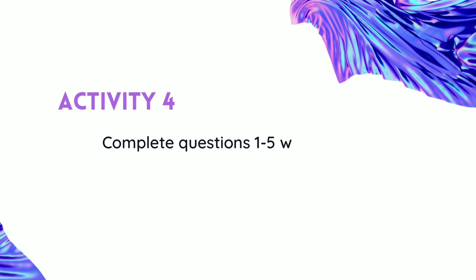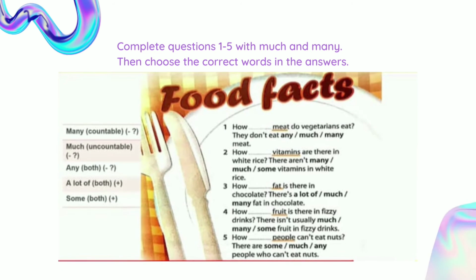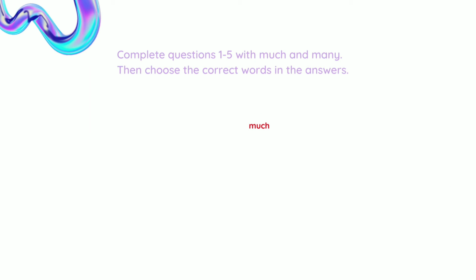Activity 4. Complete questions 1 to 5 with much and many. Then choose the correct words in the answers. Use the quantifiers. Number 1. Meat. Meat is uncountable. The answer is much. How much meat do vegetarians eat? They don't eat any meat.